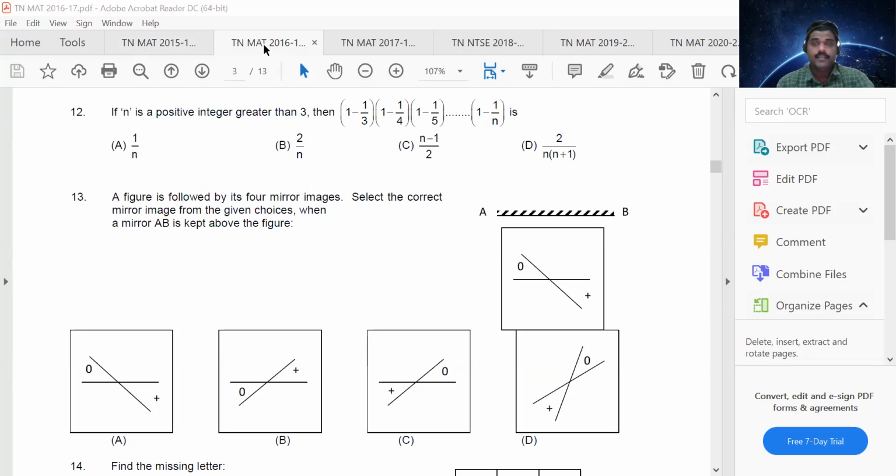This is question number 13. Only one question was given in the year 2016. If you observe here, a figure is followed by its 4 mirror images. Select the correct mirror image. So as I told, when they say mirror image, the problem over here is the mirror is placed above the object. So in fact, they are asking you water image, but not mirror image over here. So what happens? This gets inverted. Upon inversion, plus will go to the top and 0 will come to the bottom. So my correct option is B, right?